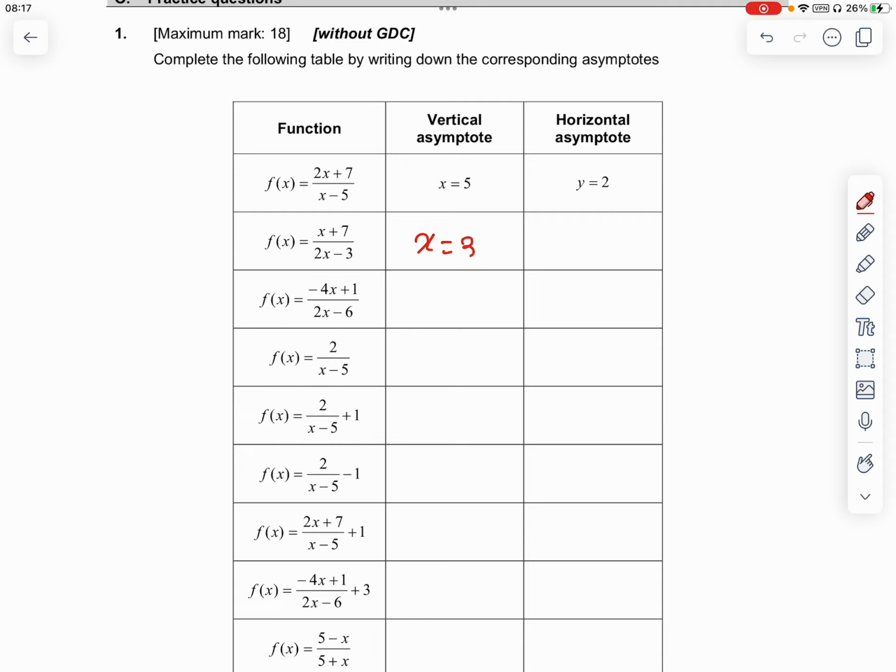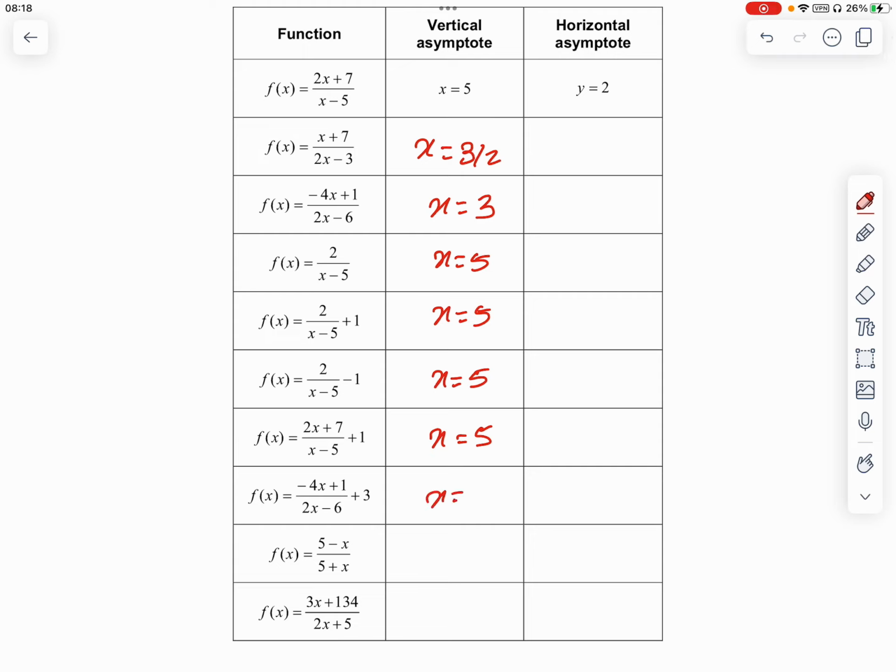So x equals 3 upon 2, x equals 3, x equals 5. Always make the denominator equal to 0. That's going to be my vertical asymptote for that particular graph. x equals 5, x equals 3, then x equals negative 5, x equals negative 5 upon 2. That is the way we will be finding the vertical asymptote.